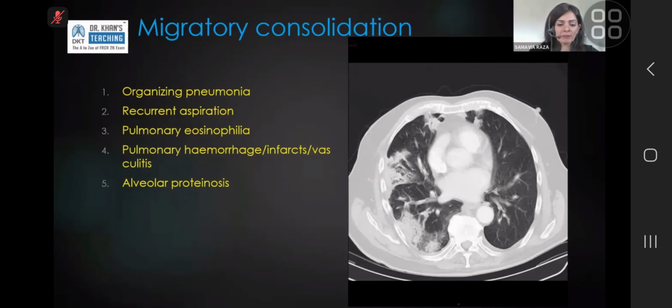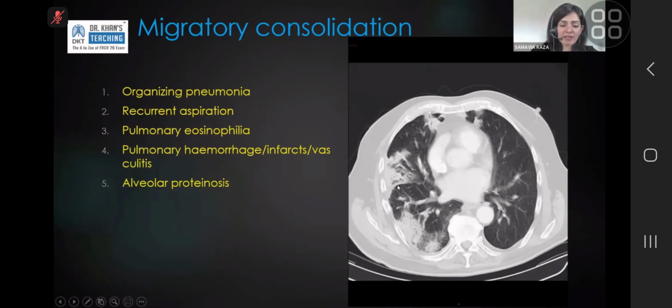So if you look up causes or drug toxicities of patterns of appearance that can look like organizing pneumonia, you would see a pretty long differential. So you can have infections that look like organizing pneumonia. You can have drug toxicity that can look like organizing pneumonia. Recurrent aspiration can look like migratory consolidation. Pulmonary eosinophilia can look like migratory consolidation, but this one, again, like I said before, crosses fissures. So like here, this one respects the fissure quite keenly. If this was pulmonary eosinophilia, this would be crossing the fissure.